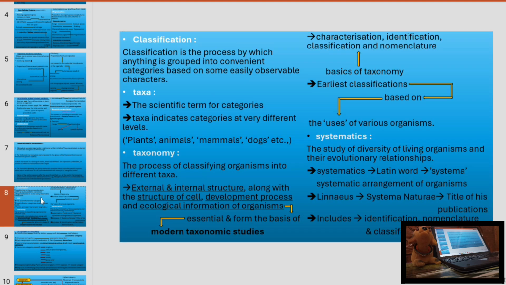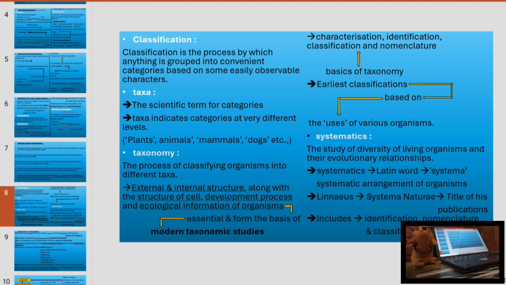And going to the next one is classification. So, what is classification? Classification is the process by which anything is grouped into convenient categories based on some easily observable characters. And coming to taxa, the scientific term for categories is called taxa. Taxa indicates categories at very different levels. For example, plants, animals, mammals, dogs, etc. all come under different taxa.